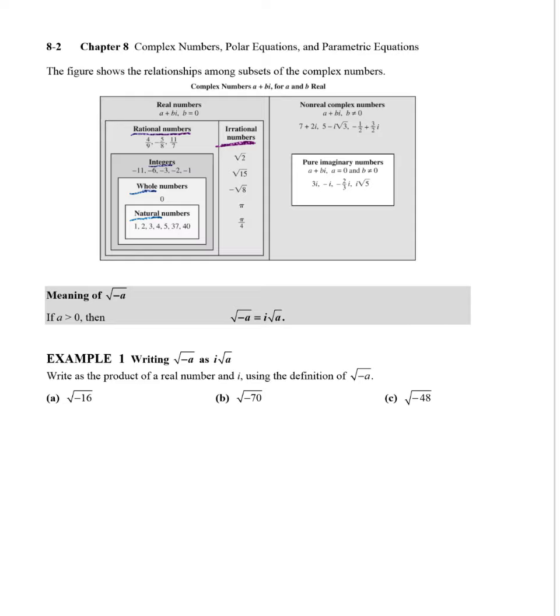The complex numbers, that's all of these, are made up of real numbers and pure imaginary numbers, and then combinations of them. The meaning of the square root of -a: whenever you have a negative under the radical, you can take that out. So this is like the square root of -1 times a. That -1 comes out as i.